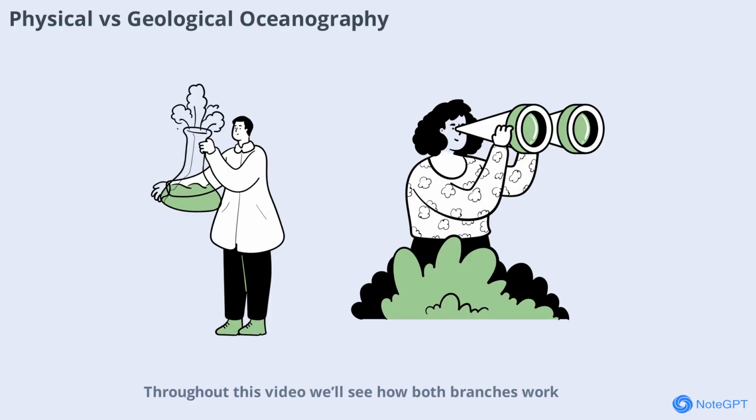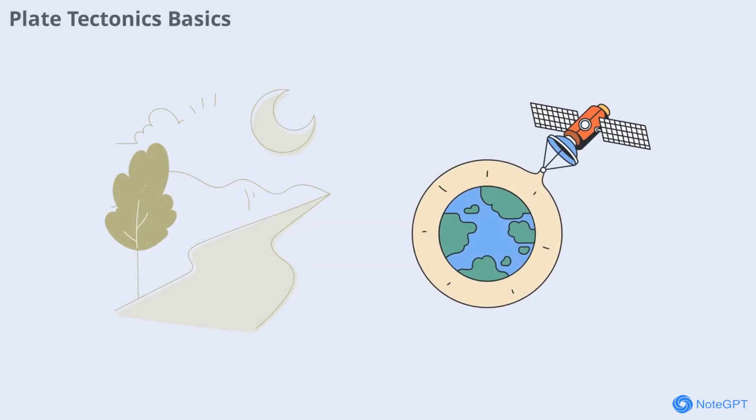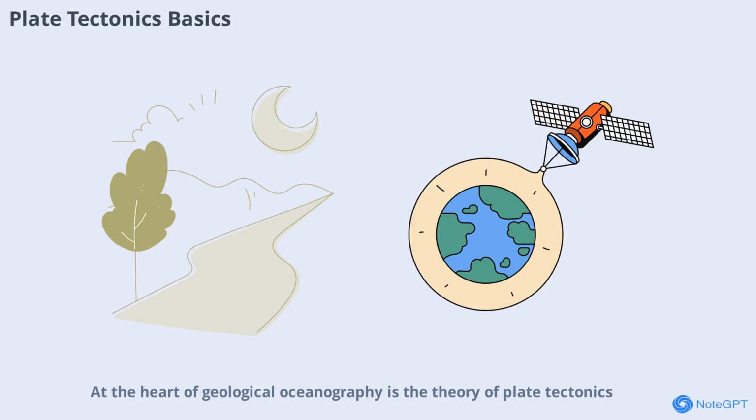Throughout this video, we'll see how both branches work together to explain phenomena like plate tectonics, ocean currents, and the formation of underwater landscapes. The heart of geological oceanography is the theory of plate tectonics. The Earth's outer shell, called the lithosphere, is divided into several large plates that float atop the semifluid mantle. These plates are constantly moving, interacting at their boundaries in different ways. The crust, which is the outermost layer, is solid and rigid, while the mantle beneath can flow slowly. The core, made mostly of iron and nickel, is divided into a liquid outer core and a solid inner core.